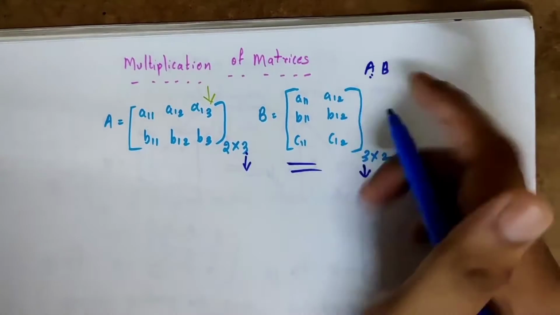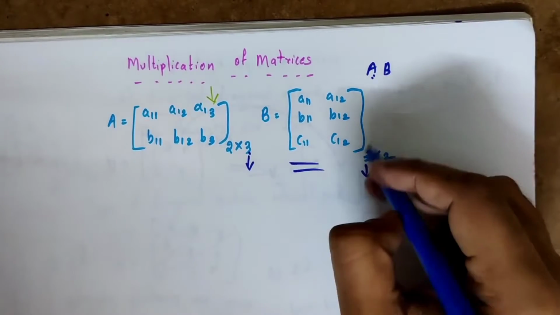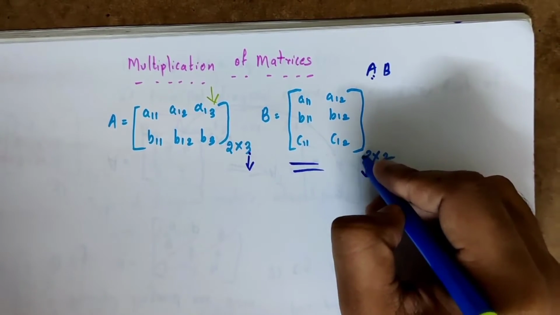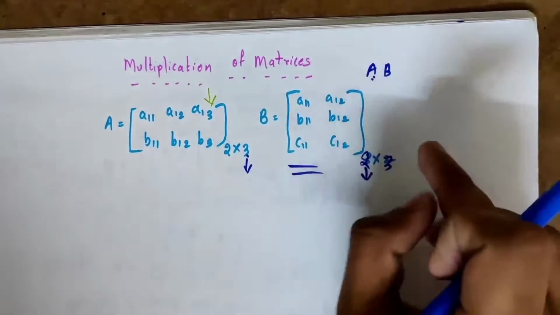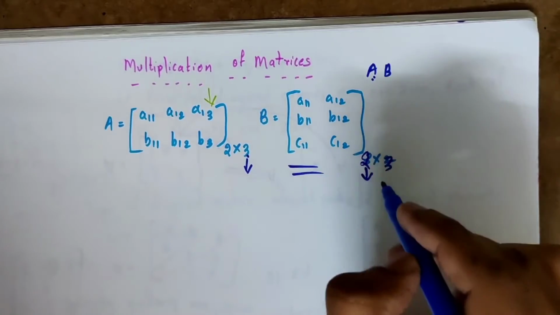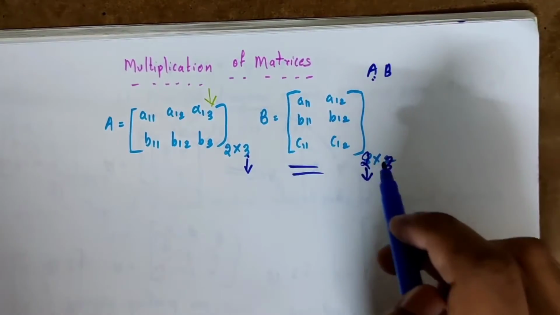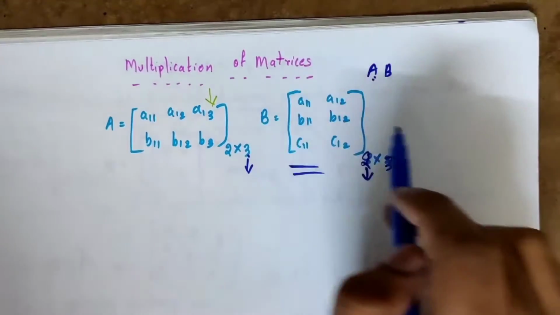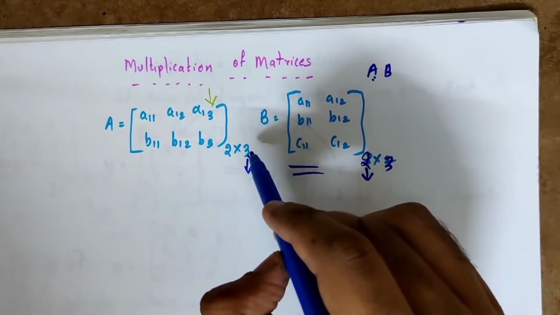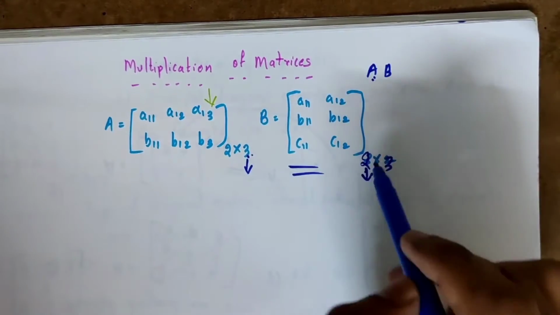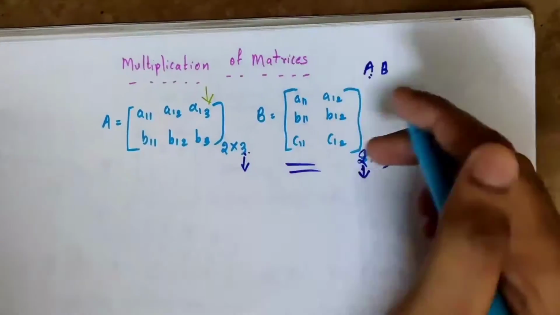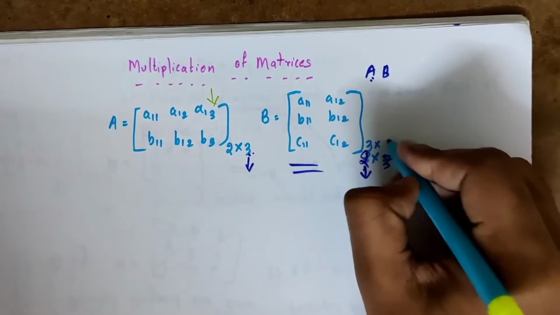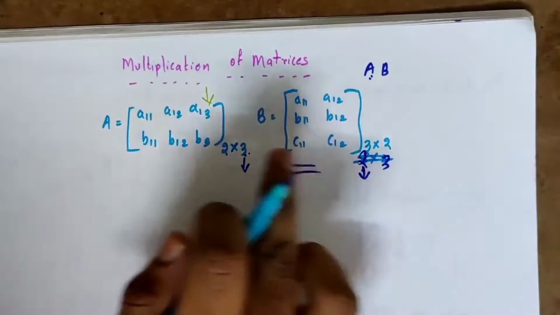Suppose, just for imagination, the matrix B was having order 2 cross 3. Then you can't multiply these two matrices, because the number of columns here and the number of rows here are not equal. So the necessary condition is that the number of columns must be equal to the number of rows.